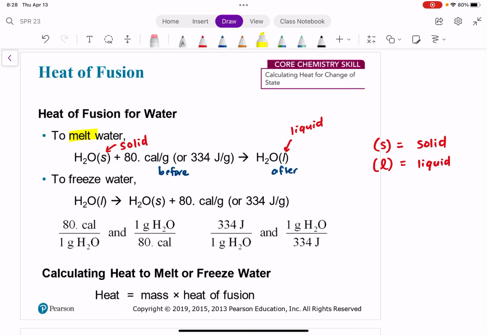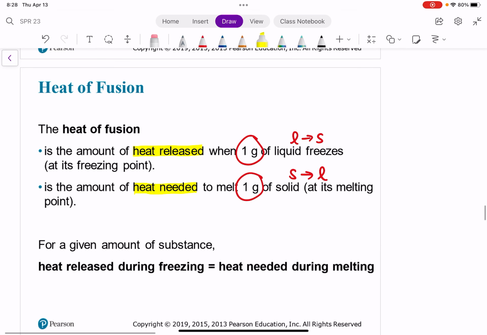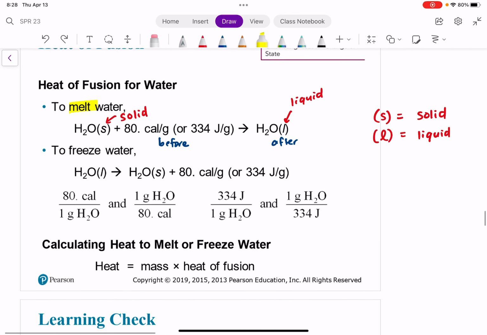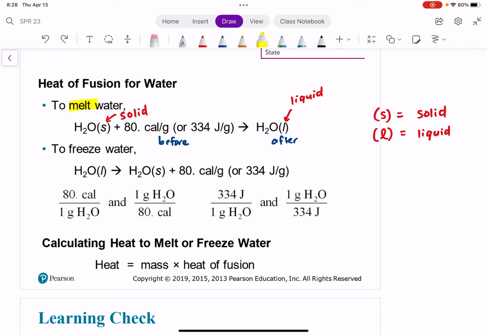And remember, it's per gram because our heat of fusion is defined per every 1 gram of your liquid or your solid, okay? So 334 joules over 1 gram. There's that imaginary 1 right there. In our class, we'll use joules per gram more than calories per gram, but you should be familiar with both because you will eventually need to use calories per gram as well.